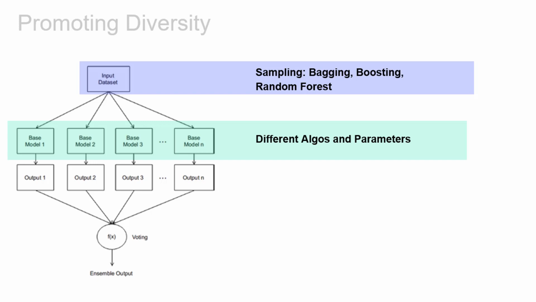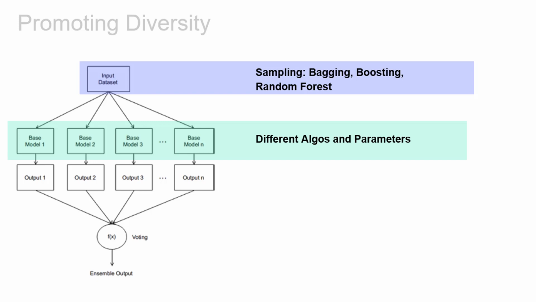Number 2, changing the attribute set. Similar to changing the training data, where a sample of records are used to build each base model, we can sample the attributes for each base model. This technique works if the training data have large number of attributes.